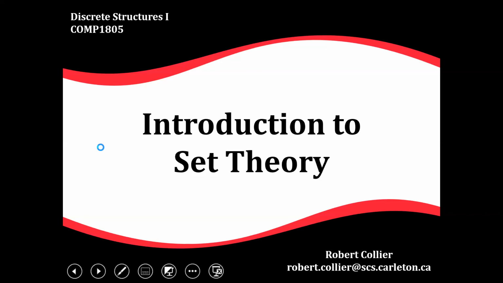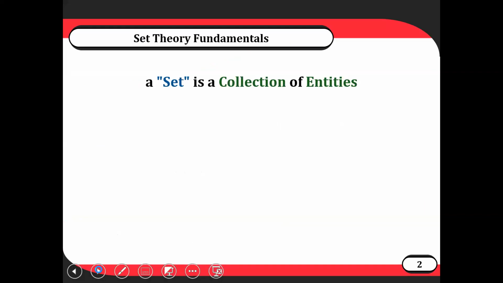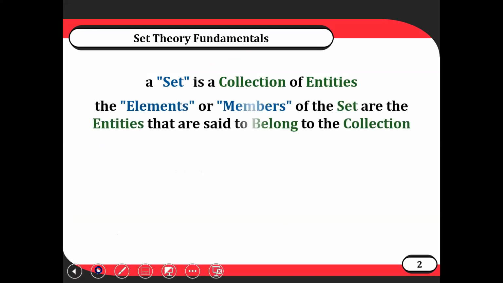All right. So a set is a collection of entities. We were talking about sequences earlier. A sequence could be thought of as a sort of collection, but a set is a more general collection. The elements or members of the set are entities that are said to belong to the collection.